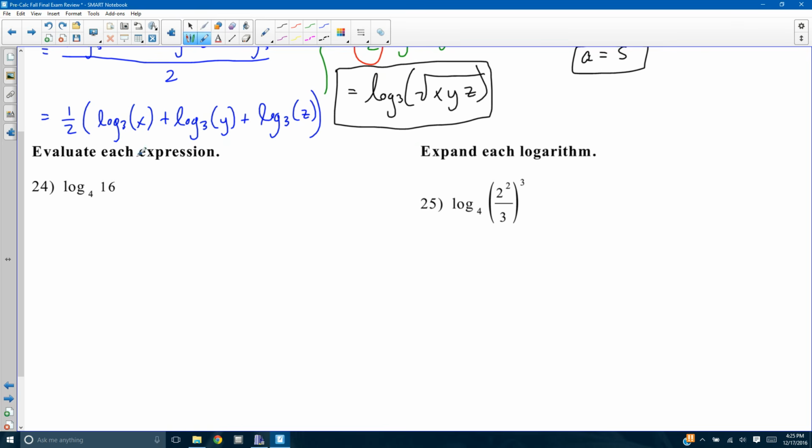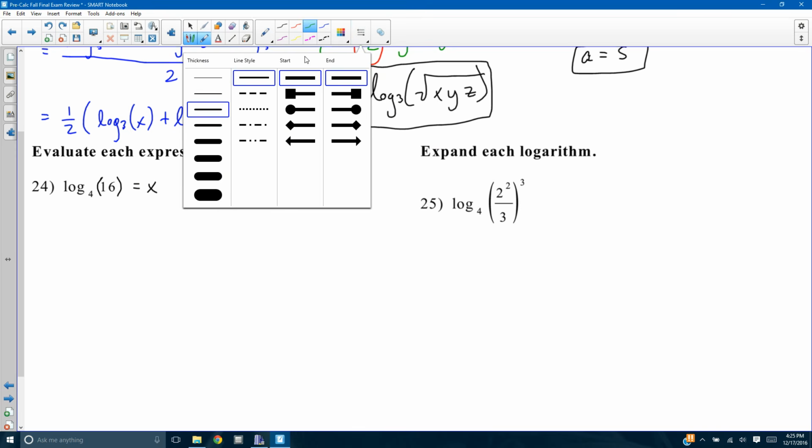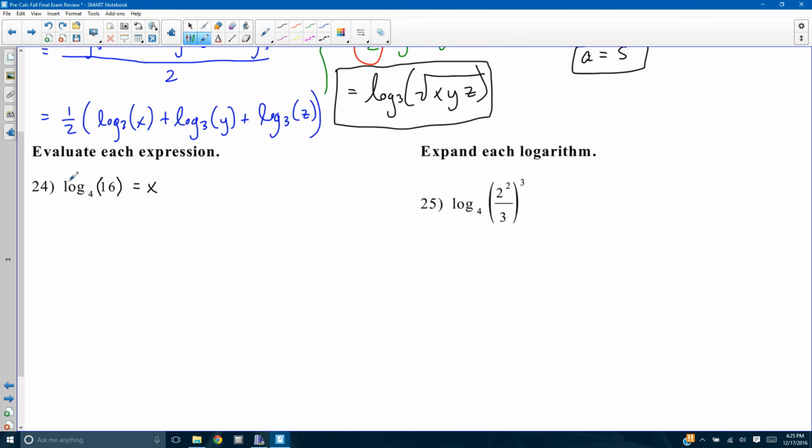Number 24, evaluate this guy, log base 4 of 16. I'm going to go ahead and set this equal to x because I want to convert this into exponential form to fully describe what it is I'm looking for. When you take the log of something, your result is an exponent. So this base raised to that exponent should give me 16. And I need to know what number that is. Well, it's 2. Right? 4 squared is 16. That's all you're trying to do for that problem. Just determine what it is, and if it's a non-calculator problem, it's probably something that you know how to square or change the bases so that they're the same.